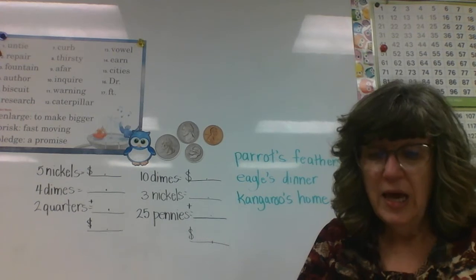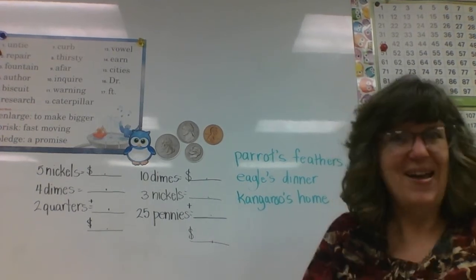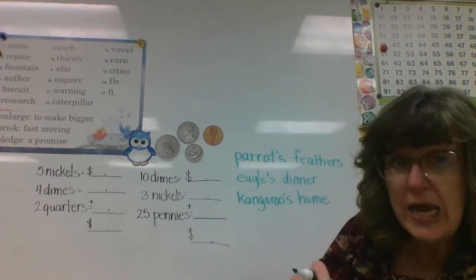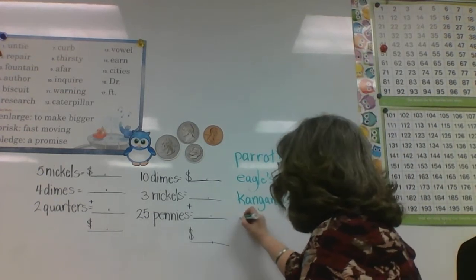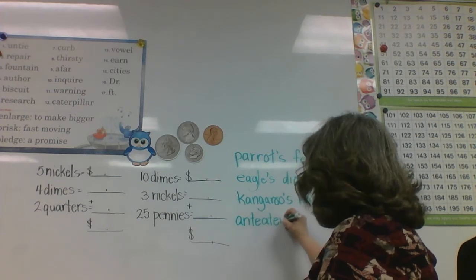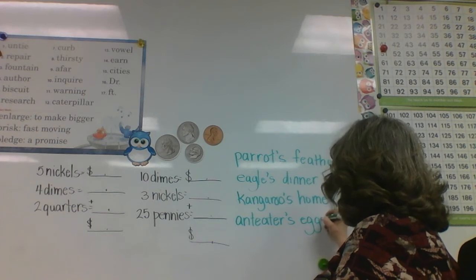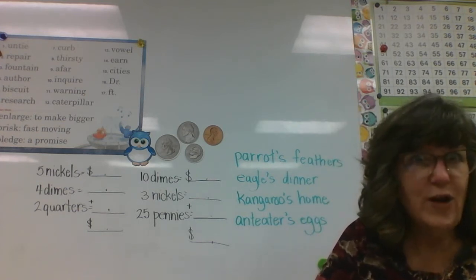Eggs of spiny anteater. Calvin, you got this? Okay, got it? Remember, we don't want to care about spiny because spiny is the kind that it is. Just 2 words. That's right, anteater's eggs. Anteater, apostrophe S, eggs. Anteater's eggs. Good job.